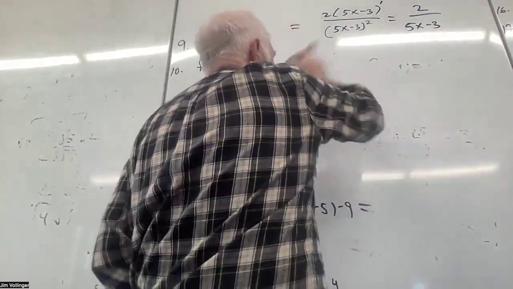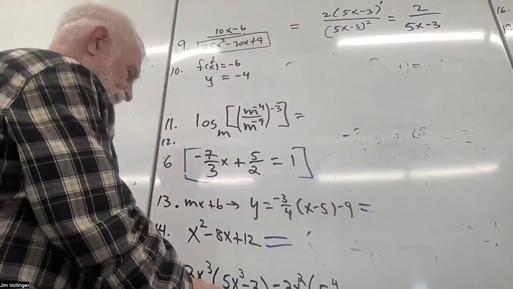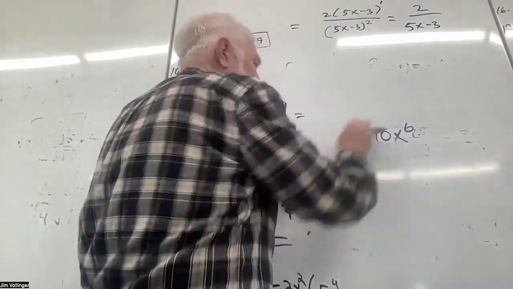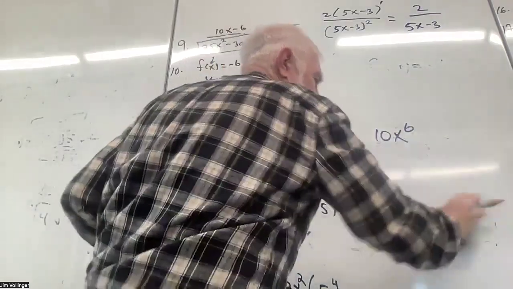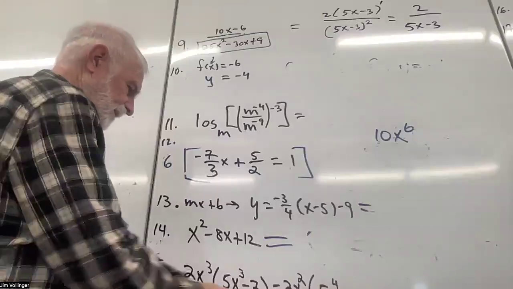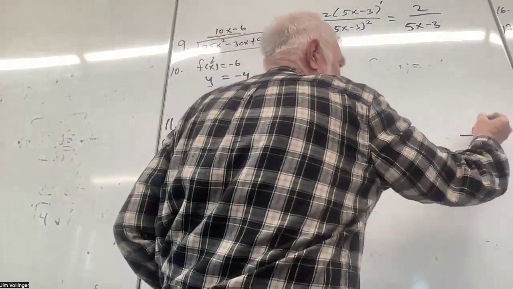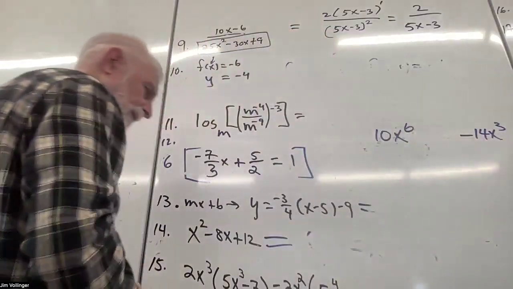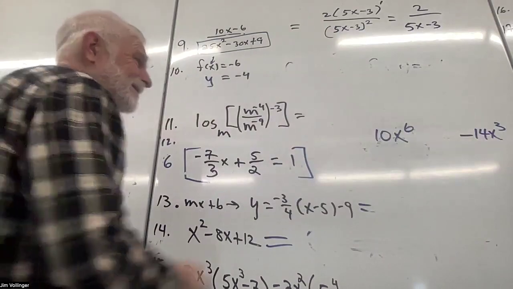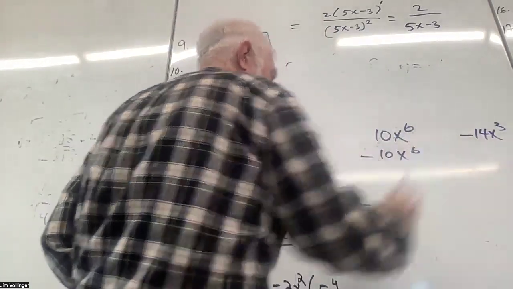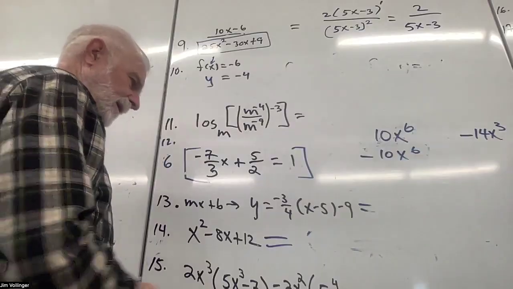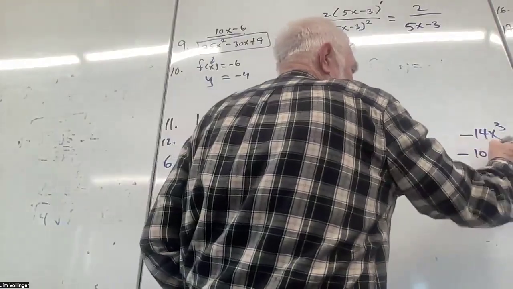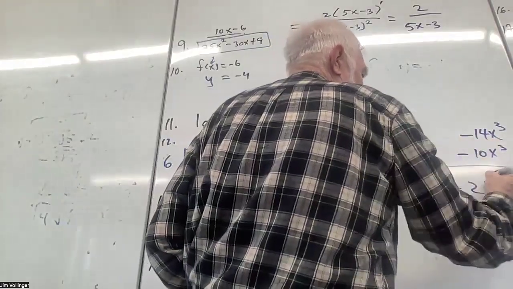So let's get rid of some of these things. I do write down 10x to the 6th. Let's get rid of that, or I'll say it's a negative 10x to the sixth. I see minus 14x to the third. I'll separate it a little bit just in case I get an x to the fifth or an x to the fourth. I see a minus 10x to the sixth. Oh, wow, I like that. Oh, that was accidental. And I see minus 10x cubed. Well, I think my answer is minus 24x cubed.